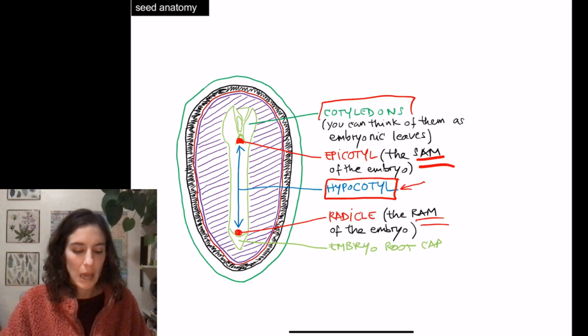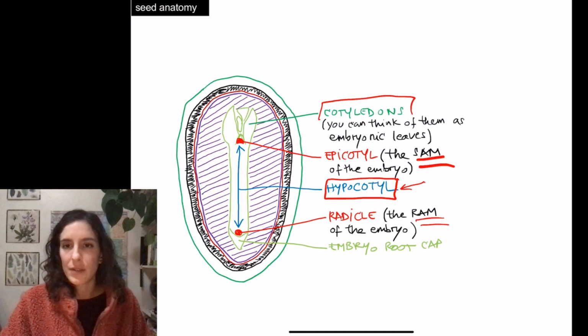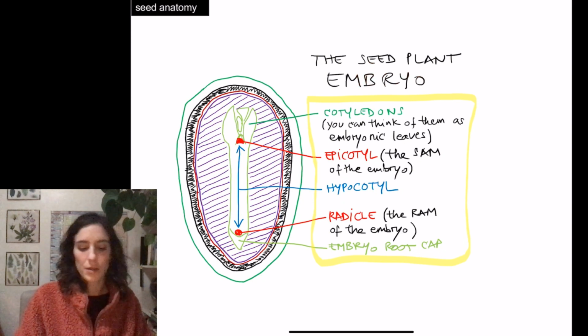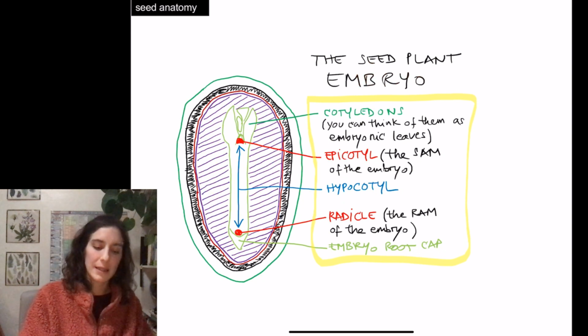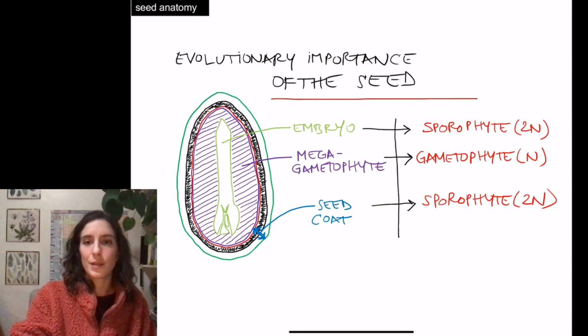But the hypocotyl is probably not really noticeable very often once the sporophyte is starting to grow. Oh yeah, and another word for the shoot apical meristem inside of a seed is an epicotyl. The other word for the root apical meristem inside of a seed is a radicle. All right. So these are all the parts of a seed plant embryo. All right. And again, a little review.